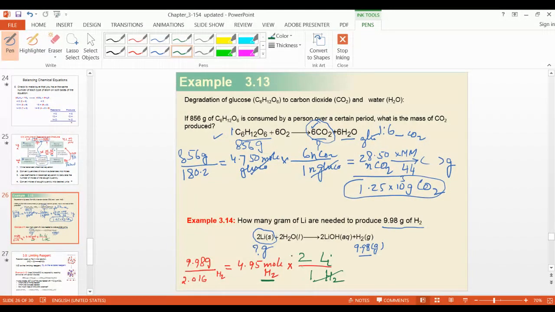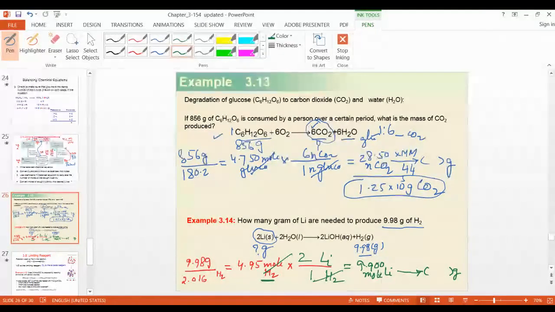So the mole of hydrogen is cancelled, and now you get 4.95 multiplied by 2, which gives 9.900. 9.900 moles of what? Lithium, moles of lithium. So how do you get the mass of lithium? What do you do? Multiply by the molar mass.